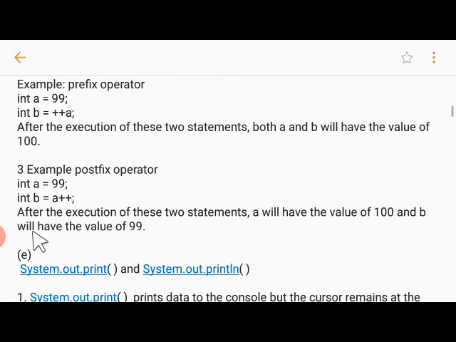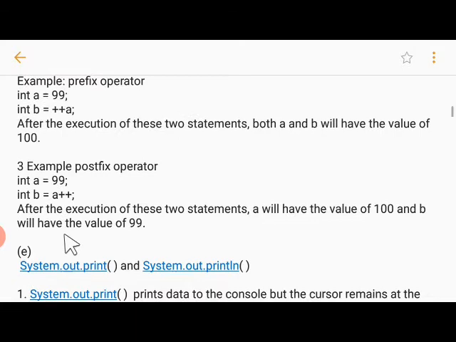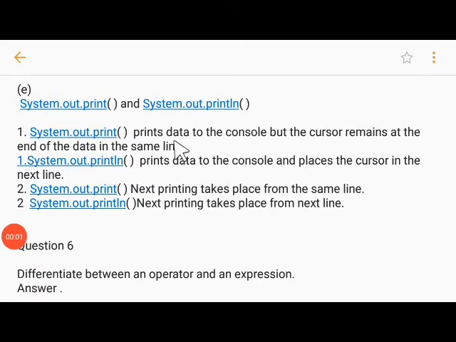Now we talk about the postfix. a is having 99, b is having a++. So a is right now what? 99. So first it will be used because it is postfix, increased later or changed later. So b will be having 99, but a will become 100 because after giving its value to b, a is increased. After the execution of these two statements, a will have the value 100 and b will have the value 99.